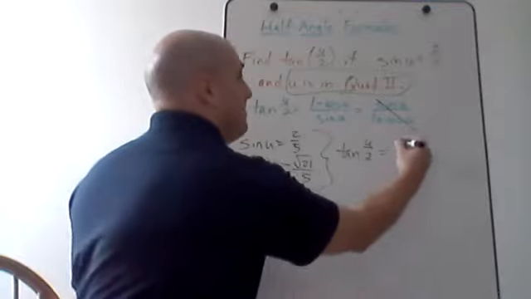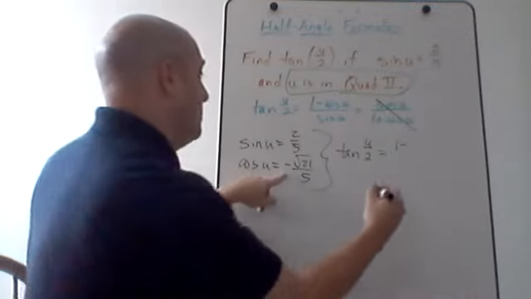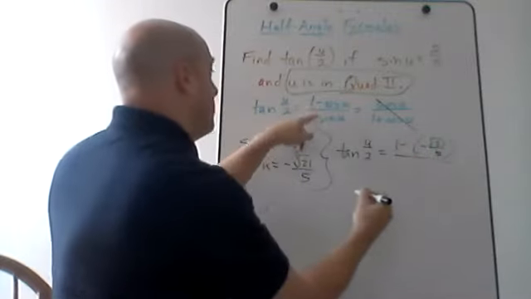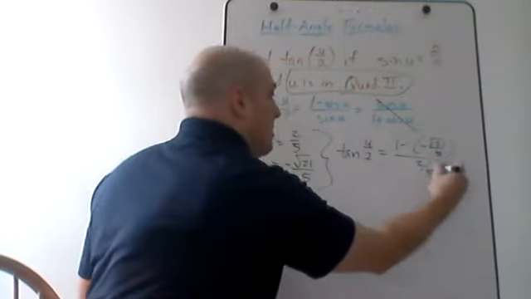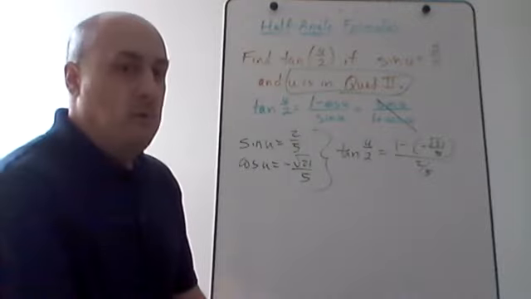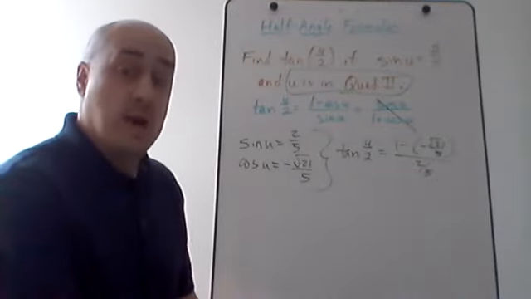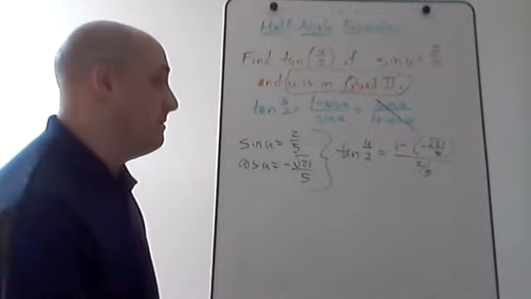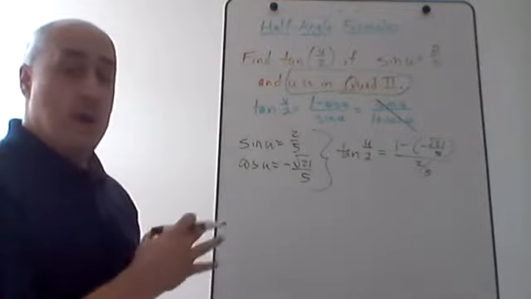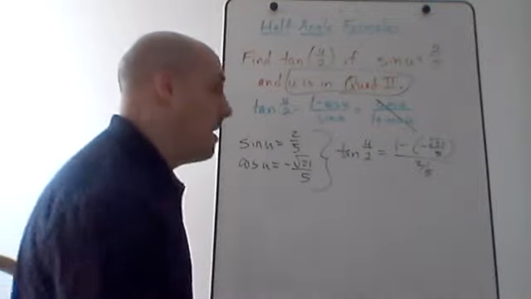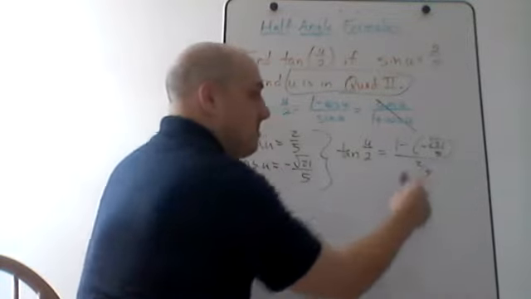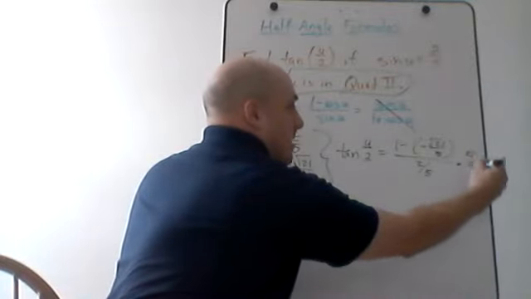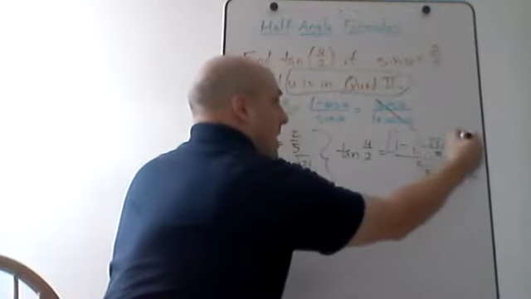All right, so tangent of u over 2 is going to be 1 minus cosine of u, which is negative root 21 over 5, over sine of u, which is 2 over 5. All right, now what we have here is a compound fraction, which we are not supposed to leave answers as, with fractions within a fraction. I did a video way back when about how to simplify compound fractions. Both of my smaller fractions here have a denominator of 5. So I just multiply this whole thing by 5 over 5.